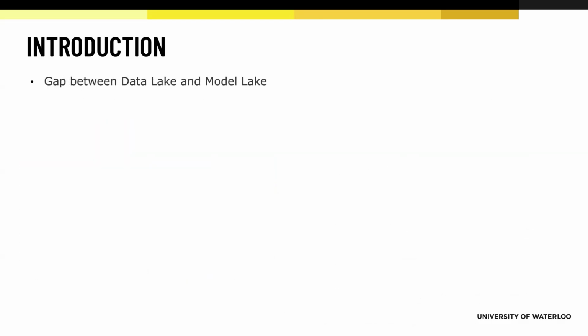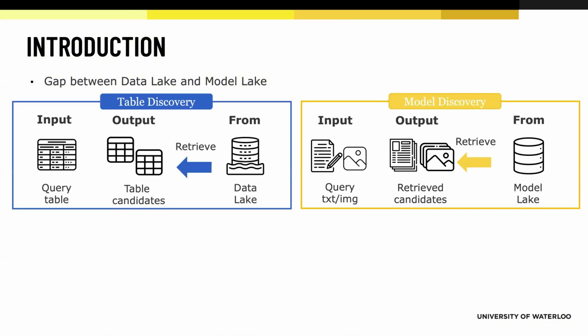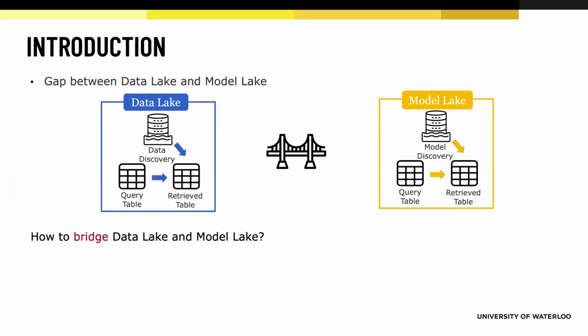And after knowing the data lake and the model lake part, we can observe that there exists some gap between them. Over the data lake, the input and output are tables, but over the model lake, currently the input and output can be text or image, but they cannot be tables. So it inspires us to ask whether there is a way to bridge them by finding tables in the model lake, so that we can embed all the techniques from the data lake towards the model lake. In order to solve this, we prepare 3 research questions to address it.